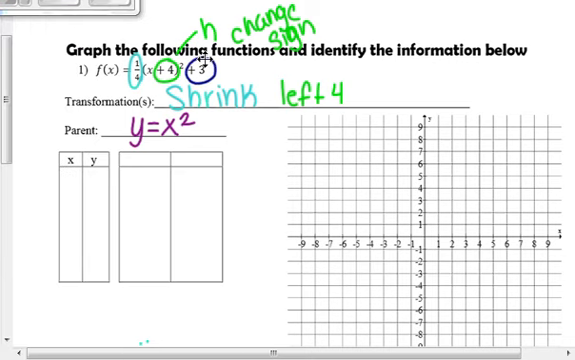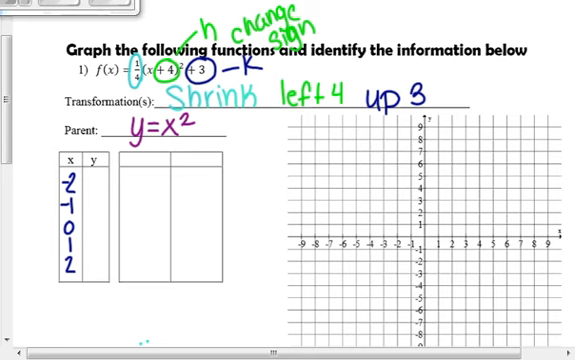Then we look and see what's happening at the end. And we're adding 3. This is our k value. We're going to go up 3. So then we need to fill in our parent function chart. And it's negative 2, negative 1, 0, 1, and 2. At 0, 0 is going to be our vertex. And then we have 2 points going out in both directions.